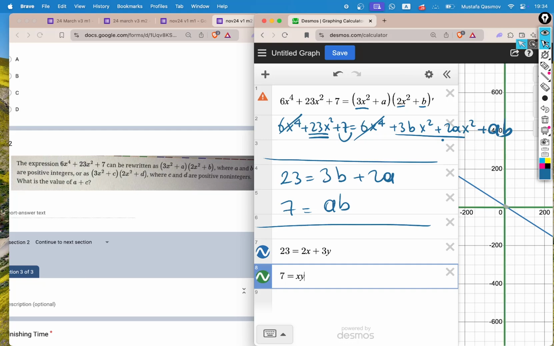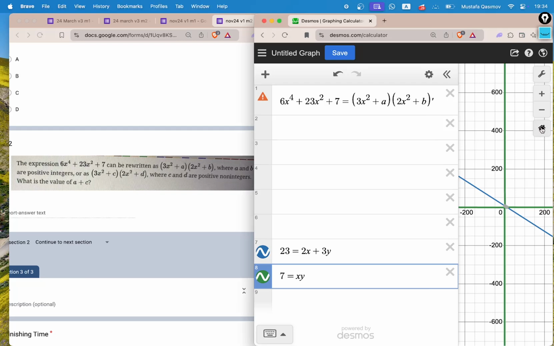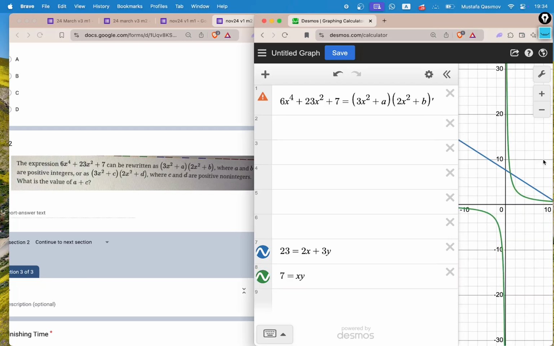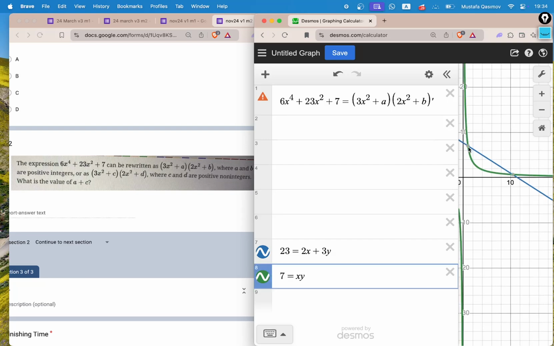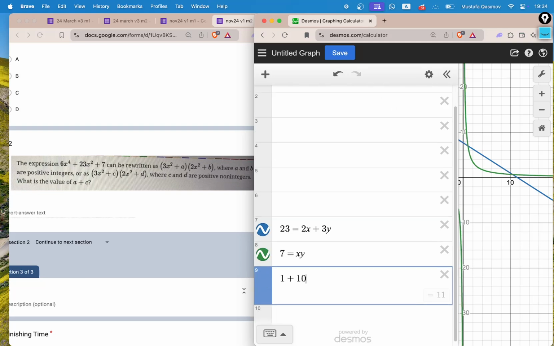Then look at this graph. 1, 7. So 1 is a here. And we have another one. It says we have c at the end, they are non-integer. So if this is non-integer, it will be that one. So answer is 1 plus 10.5. Okay.